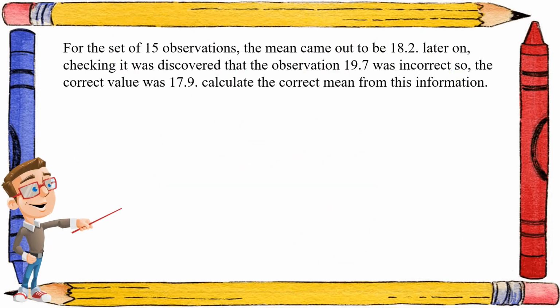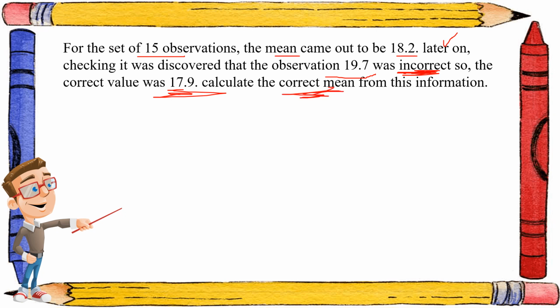Okay, from here you can see that this question makes you puzzled. So let's start it. For a set of 15 observations, the mean came out to be 18.2. Later on, while checking, it was discovered that the observation 19.7 was incorrect. The correct value was 17.9. So calculate the correct mean from this information.